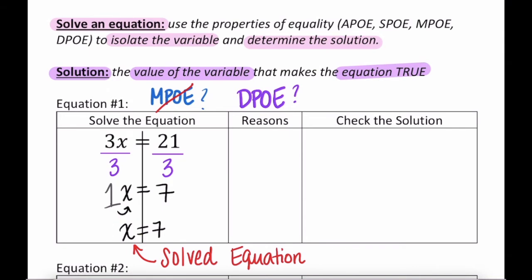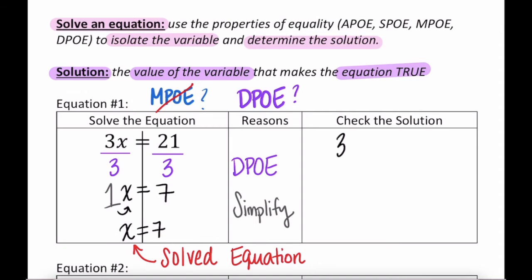As we remember, our reasons are just what we did. First, we applied our division property of equality and divided both sides of this equation by 3. Then we did the math, which is called simplifying. Now, to be sure that this is actually the correct solution, we need to conduct what's called a check.